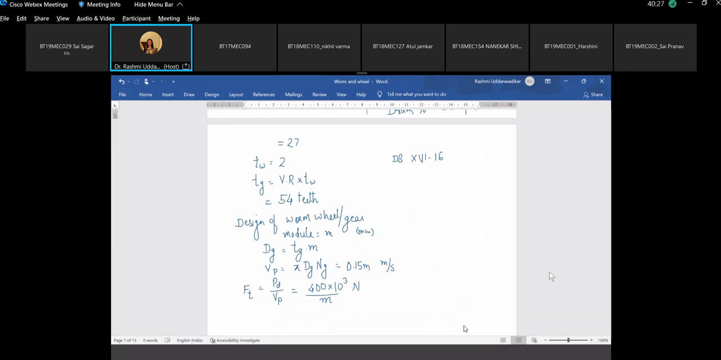Bhavna, Srinidhi, what is the next step? We select the material because now we want to find out the beam strength. Fb is σo Y b m and Cv, for which we'll be taking the material properties first.